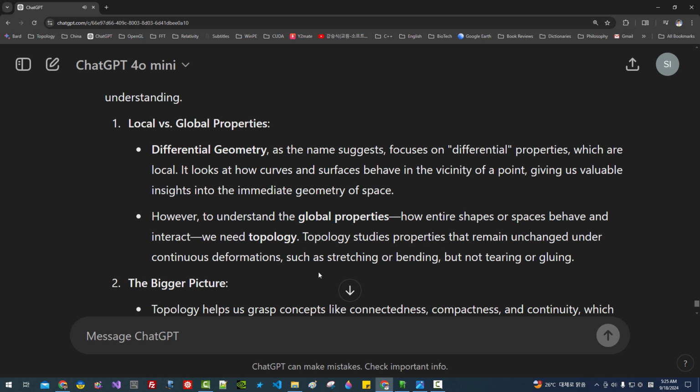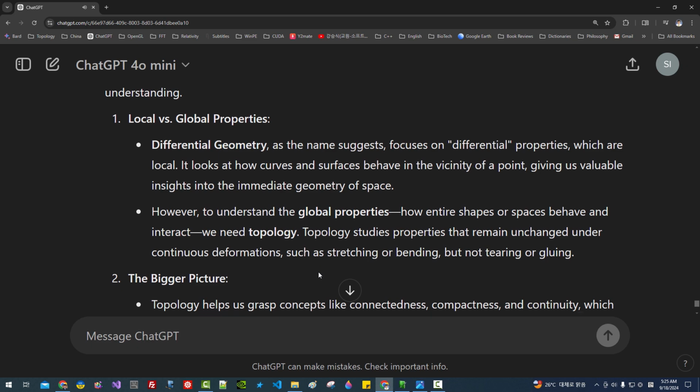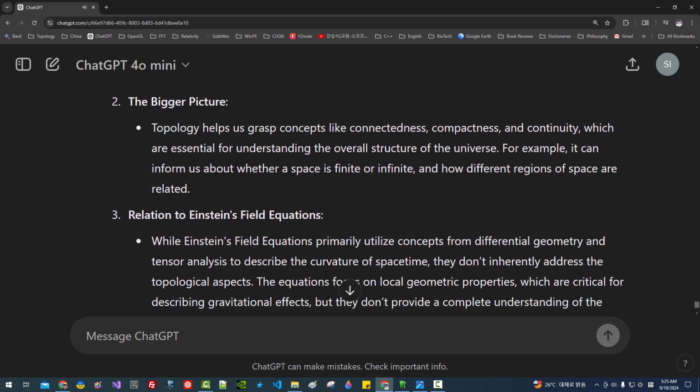However, to understand the global properties, how entire shapes or spaces behave and interact, we need topology. Topology studies properties that remain unchanged under continuous deformations, such as stretching or bending, but not tearing or gluing. 2. The bigger picture. Topology helps us grasp concepts like connectedness, compactness, and continuity, which are essential for understanding the overall structure of the universe. For example, it can inform us about whether a space is finite or infinite and how different regions of space are related.